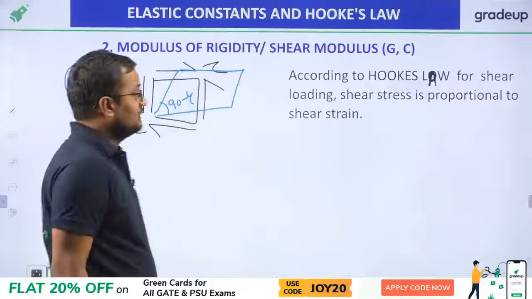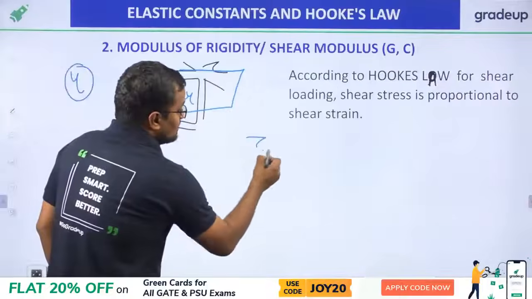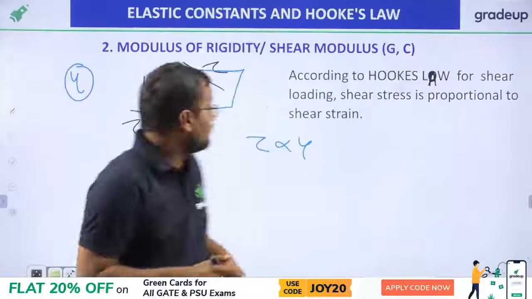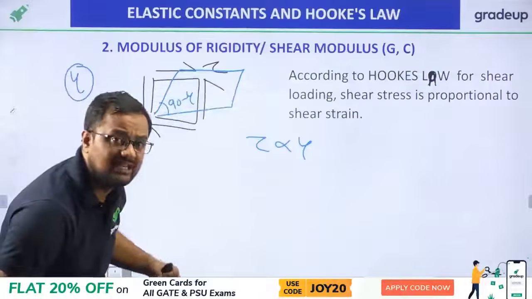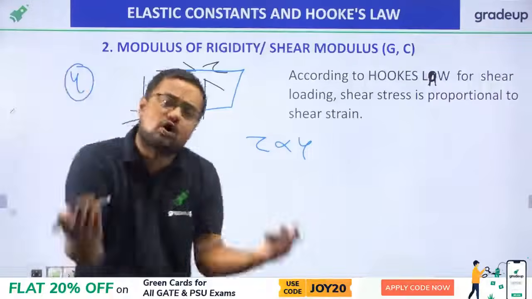Then, my friends, shear stress is directly proportional to shear strain. If I apply more shear stress on this plane, in this body, or at this point, then the deformation will obviously be more.